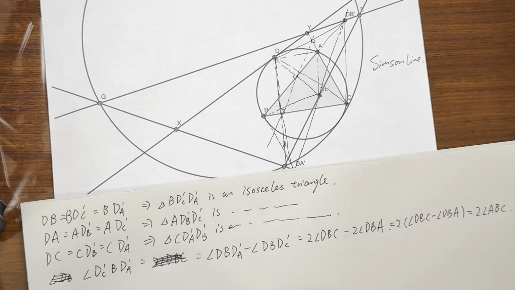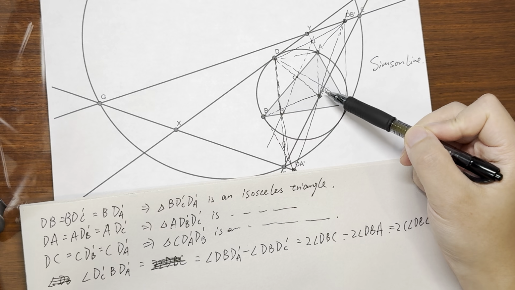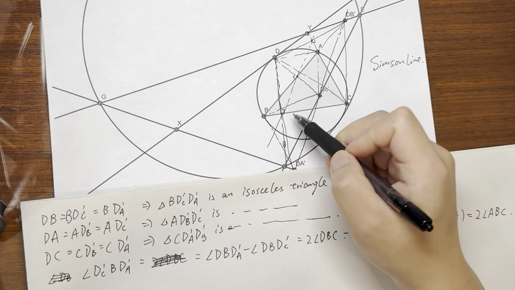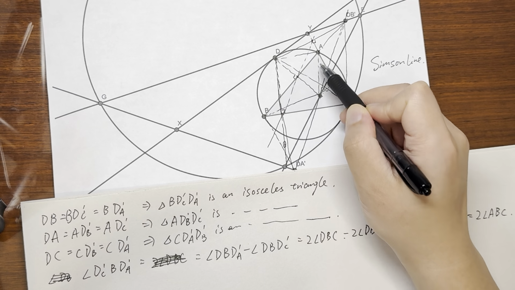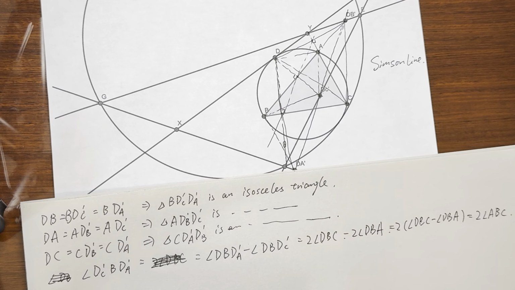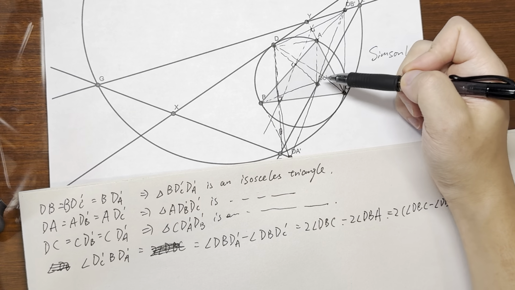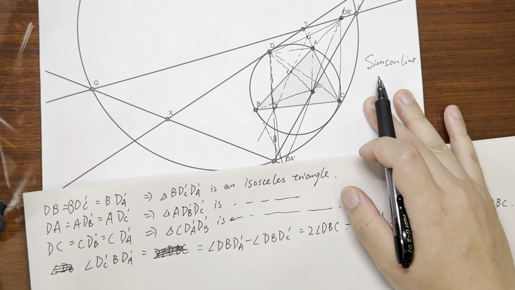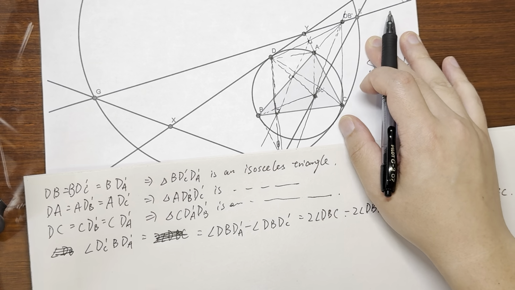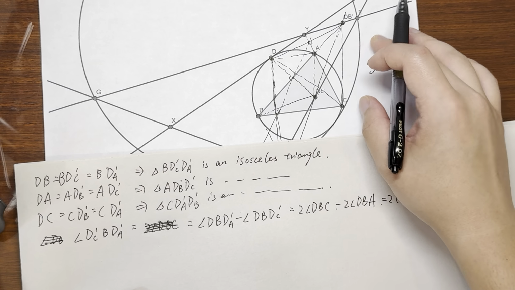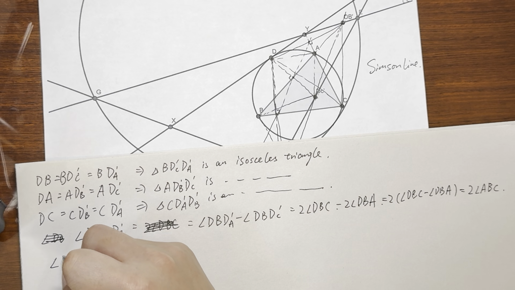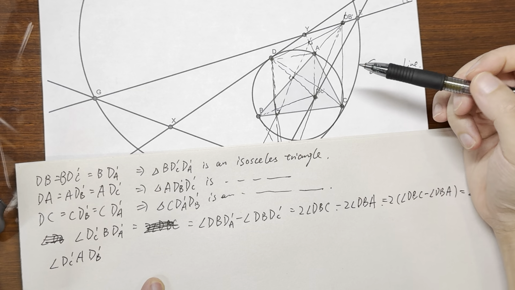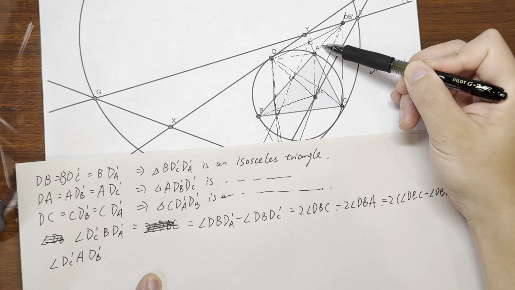Right. So now we know that the angle DC'BDA' is twice of angle ABC. So this angle is twice of angle ABC. Now let's look at the angle DC'ADB'. Okay, the angle DC'ADB', this angle.